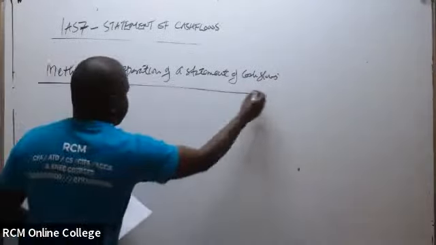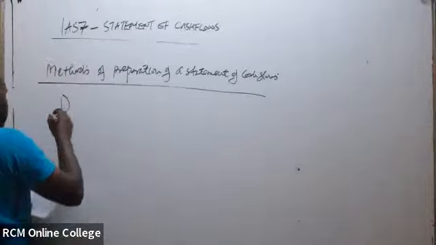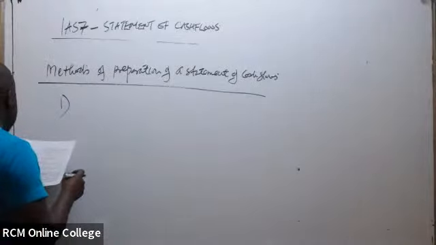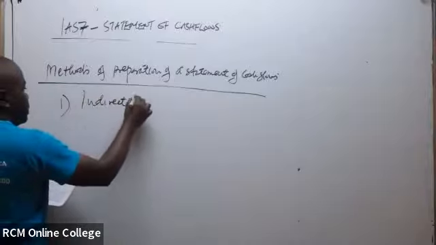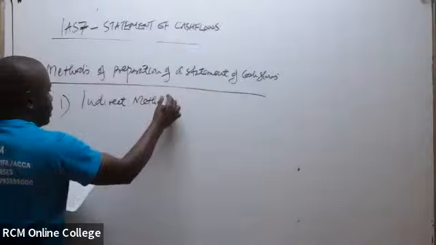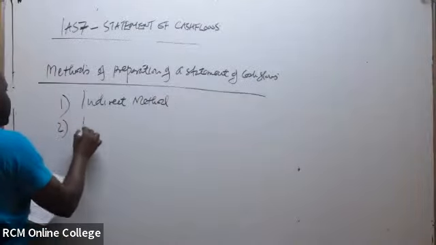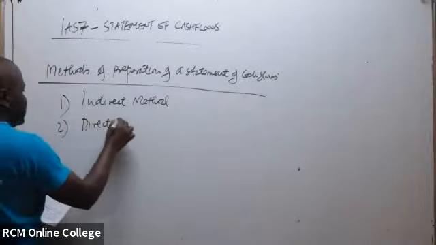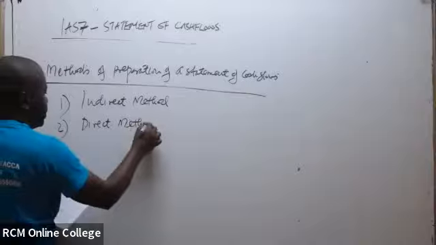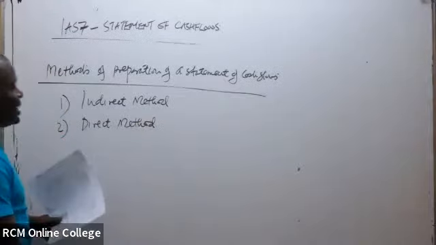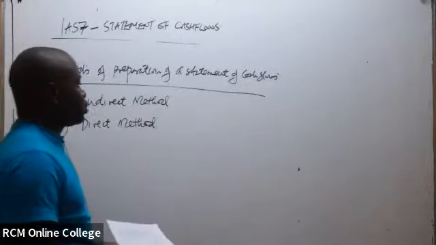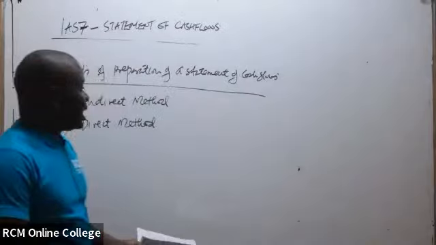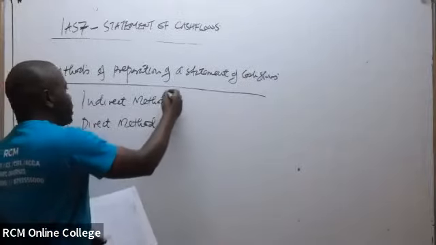Then in this case, you can write number one. In this case, we have what we call the indirect method. And then number two, we have what we refer to as the direct method. So in our next class, I'll give the format of the two.